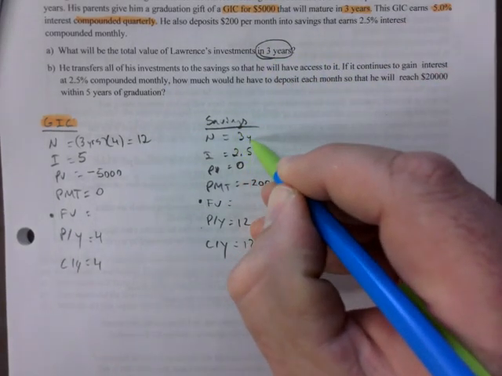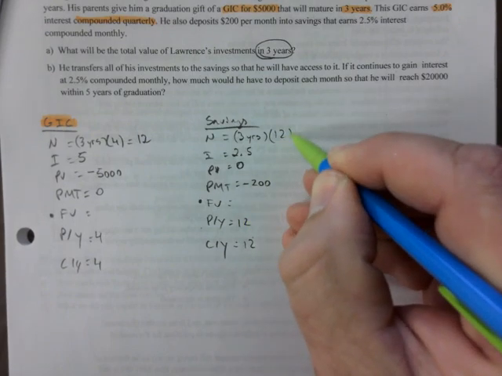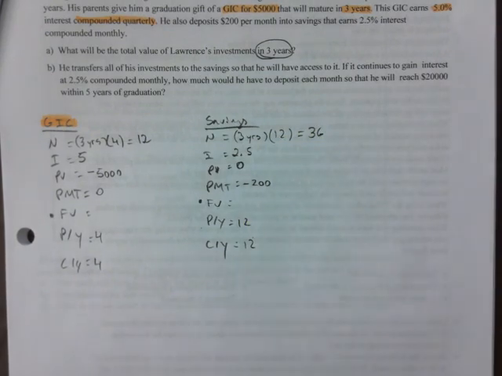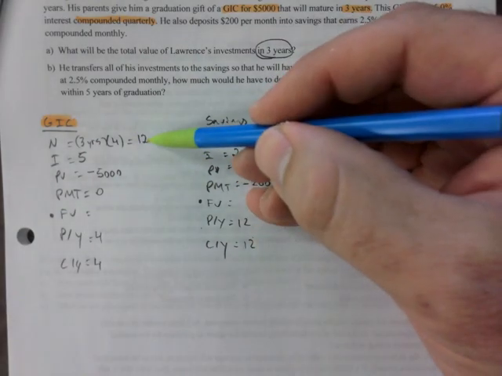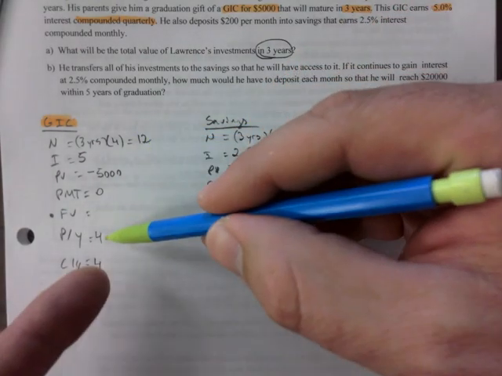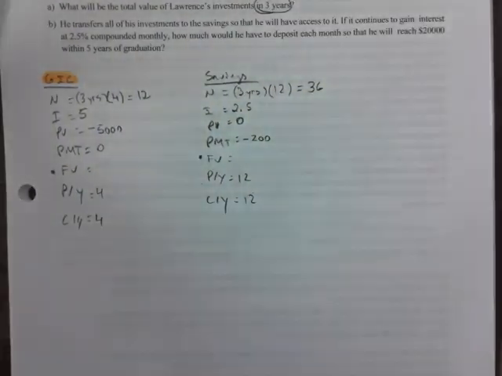So we still go 3 years times PY, which is 12, so that's 36. Okay, so this is 36 months. This is 12 quarters, basically, because it's quarterly. Okay, so let's figure out what we have there.